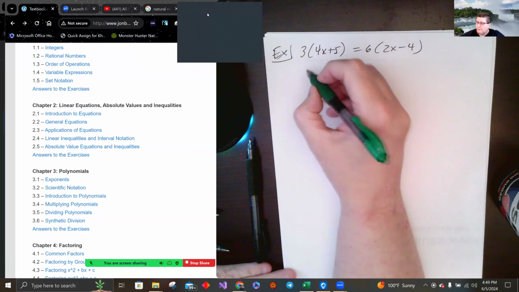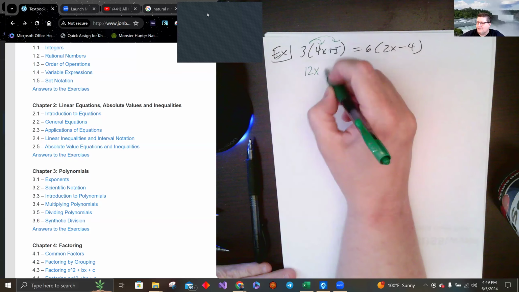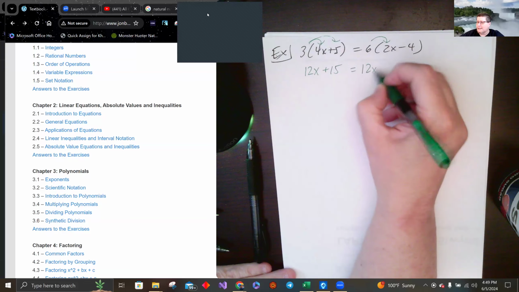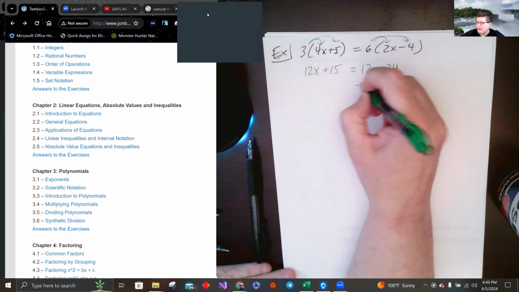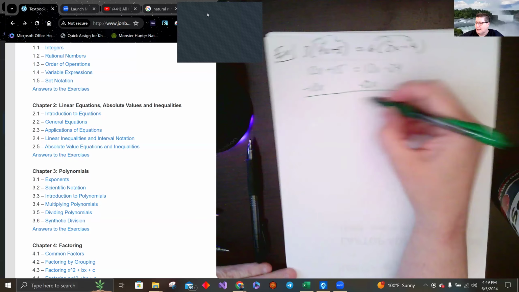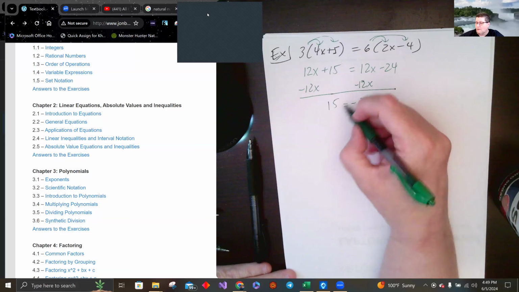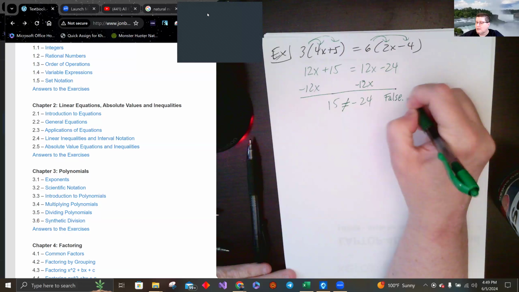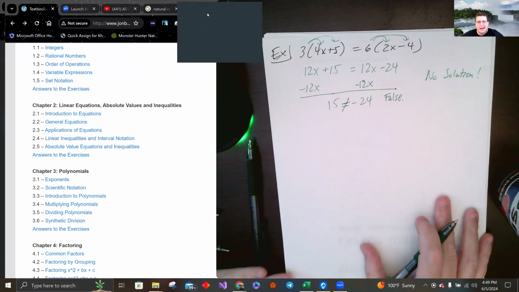So I will distribute. 3 times 4x is 12x. 3 times 5 is 15. 6 times 2x is 12x. 6 times negative 4 is negative 24. I will subtract 12x from both sides. And I get 15 equals negative 24. But 15 does not equal negative 24. This was false. No solution. Oh, it's a sucker play. You got tricked.